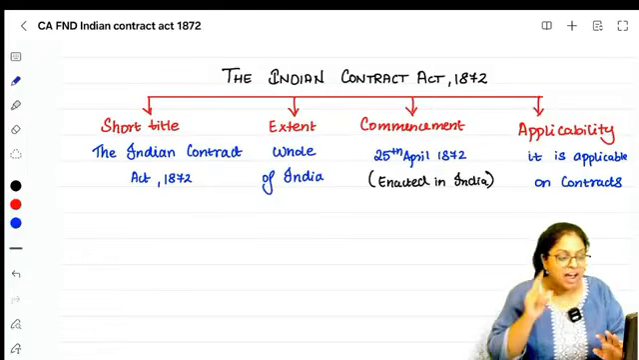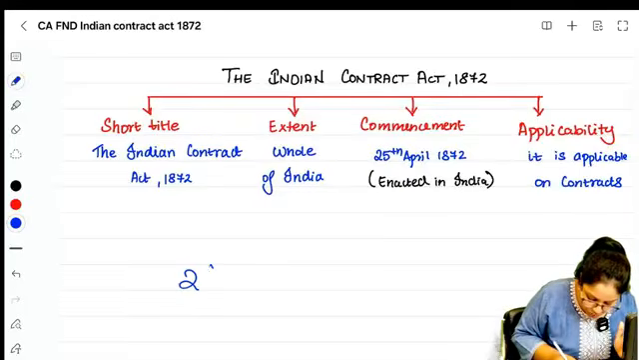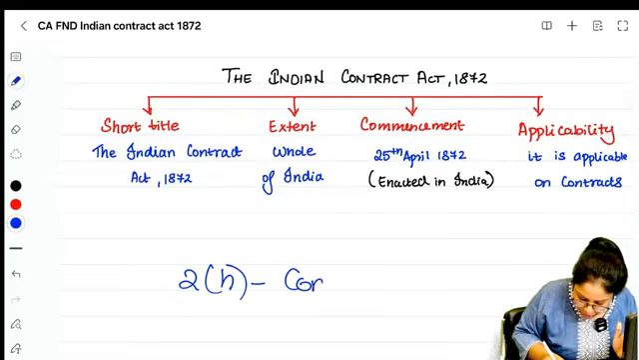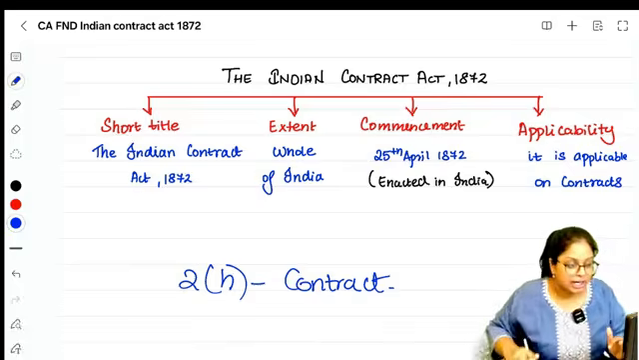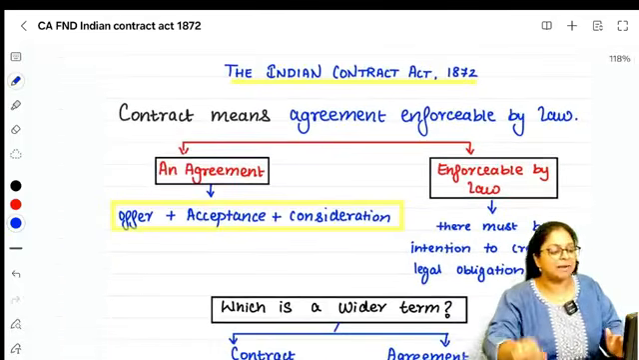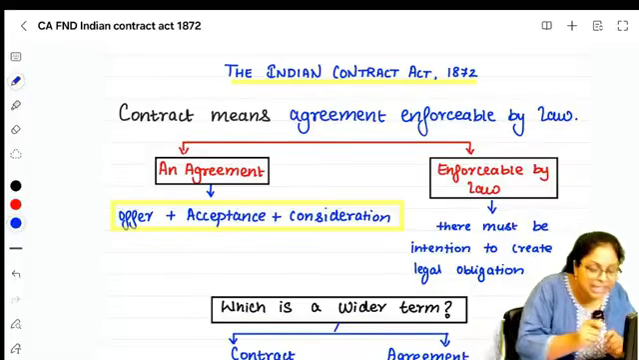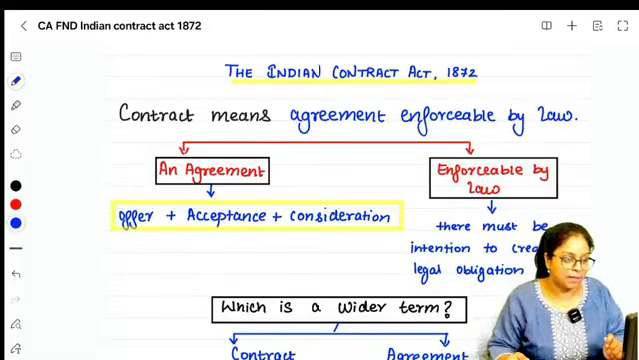Section number 2's first definition is 2H. 2H is what, guys? Contract. Contract means what? Contract means an agreement that is enforceable by law.